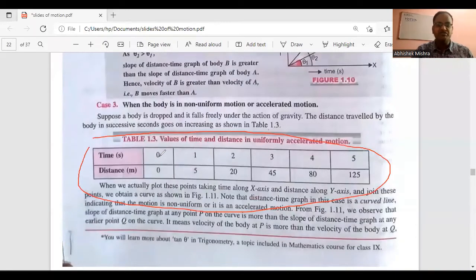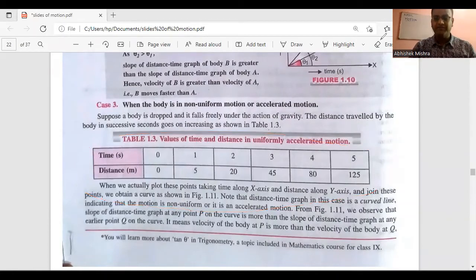As you can see, at 0 seconds, the distance covered is 0. With the progress of 1 second, the distance covered is 5 meters. With the progress of 2 seconds, the distance covered is 20 meters. With the progress of 3 seconds, the distance covered is 45 meters. So you can very well see that the distance is increasing in a non-uniform manner, and that is why it is called the non-uniform motion or the accelerated motion.